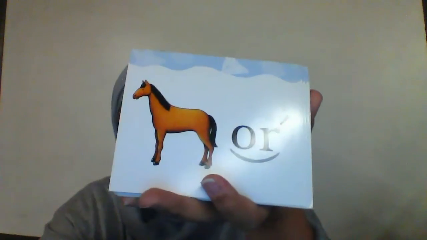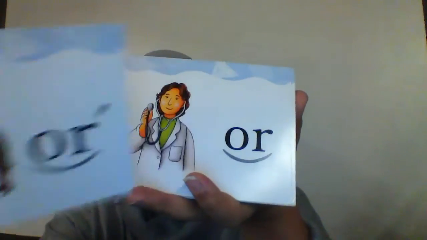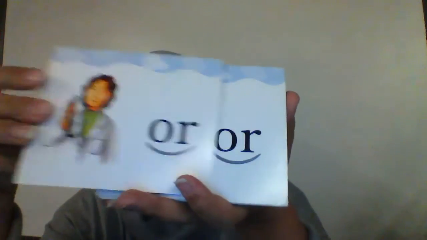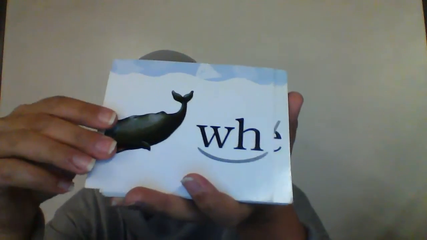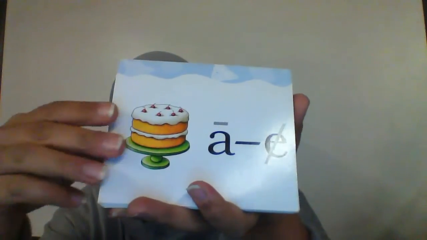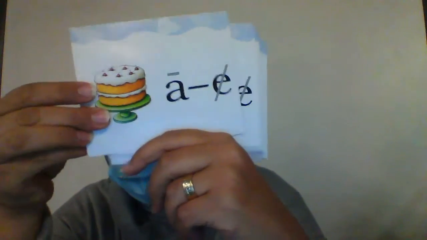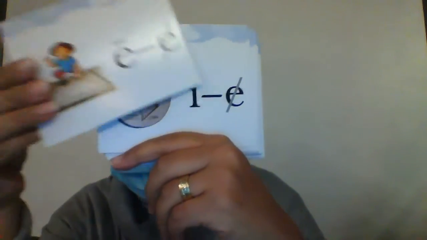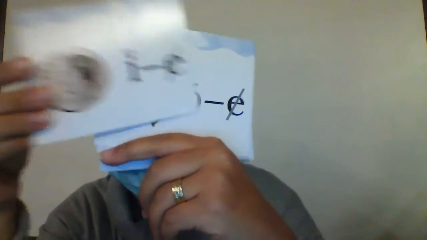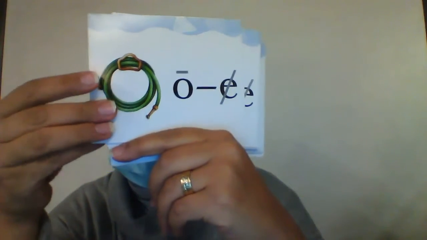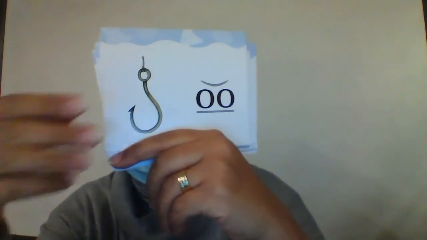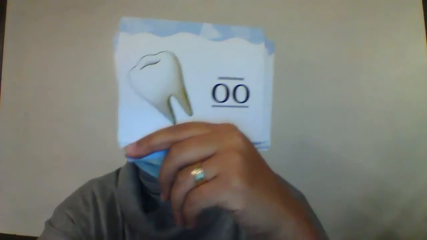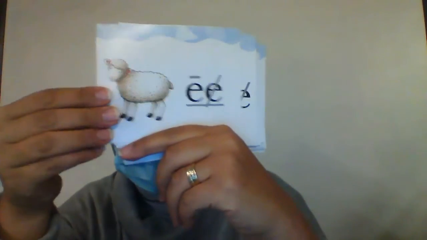Dollar. Horse. Doctor. Worm. Whale. Cake. Concrete. Dime. Hose. Cube. Hook. Tooth. Sheep.